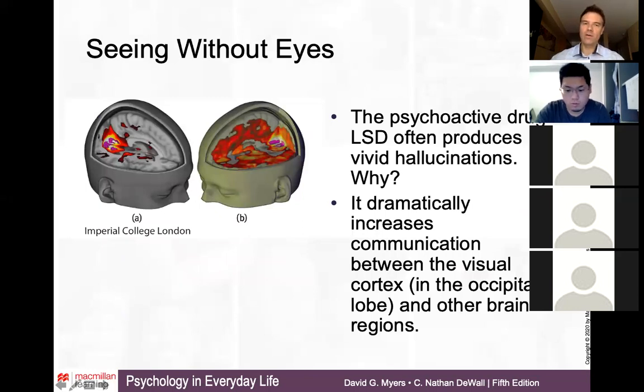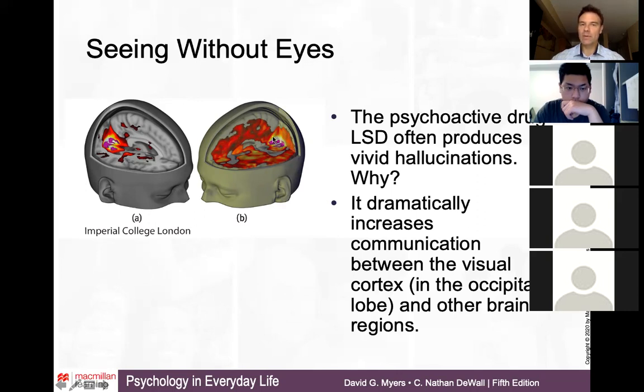Here's an fMRI picture of cortical connections of a person who is under the influence of LSD. LSD is a hallucinogen, a psychoactive drug, which often produces hallucinations. Why? Well, one of the reasons we can infer from this picture is that it dramatically increases communication between the visual cortex, which is in the back, and other brain regions.